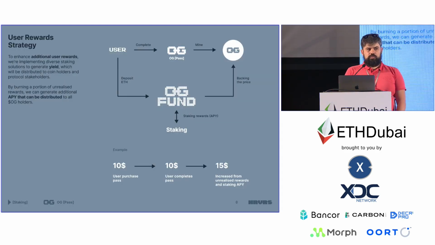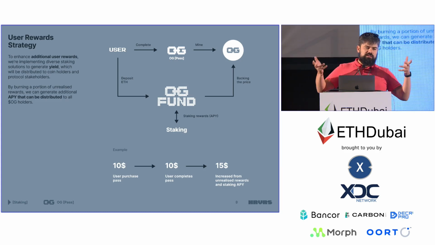We have a strategy to increase the rewards of the users that are holding the OG coins. When the user completes the OG pass, he will mine the OG coins. At the same time, at the beginning of the season, he deposited the Ethereum that goes to the OG fund, and that OG fund is used to back the price. When the money enters the OG pass, it will be automatically staked, and the APY will be distributed to all the users, which is going to increase the price of the OG coin naturally over the years.